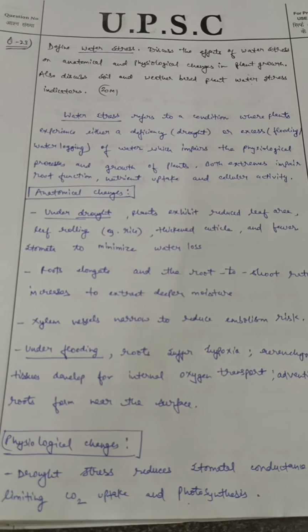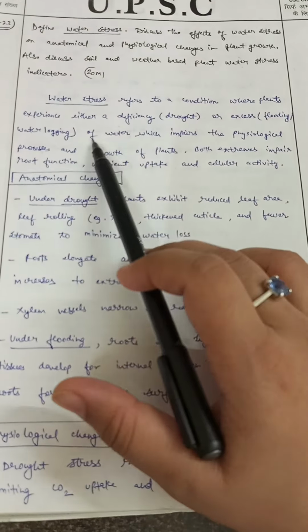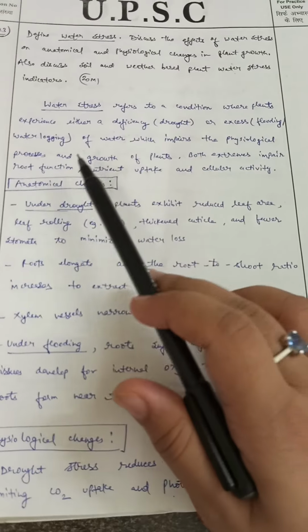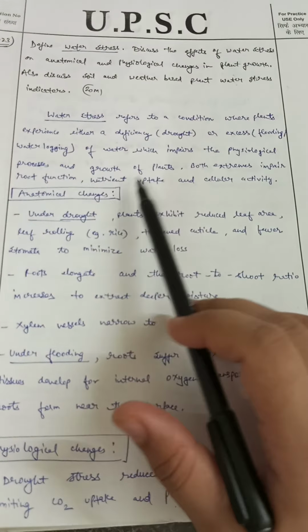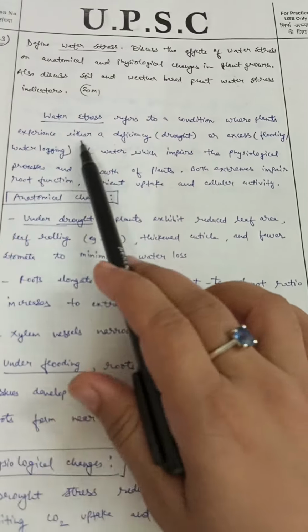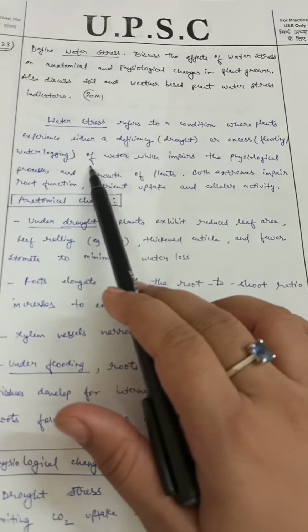So first of all, what do you mean by water stress? Water stress refers to a condition where plants experience either a deficiency or excess of water, which impairs the physiological processes and growth of plants. Both extremes impair root function, nutrient uptake and cellular activity. So this is the brief introduction about water stress, that is, water stress is caused by either deficiency of water or excess of water.